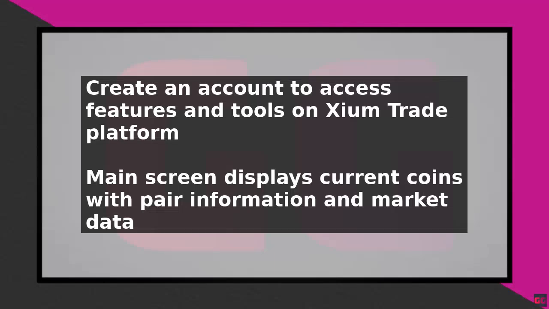To get started with Axiom Trade, you'll need to create an account. And once you've done so, you'll have access to a range of features and tools. The main screen displays a list of current coins, including pair information, market cap, liquidity, volume, and audit log.